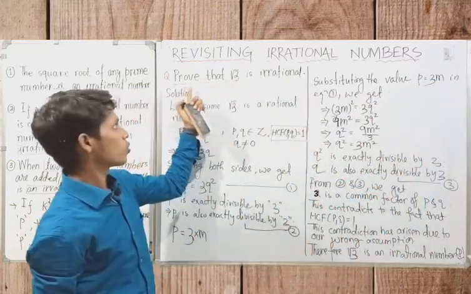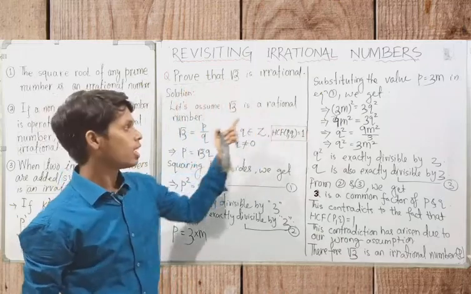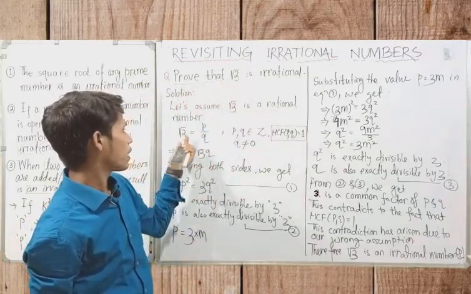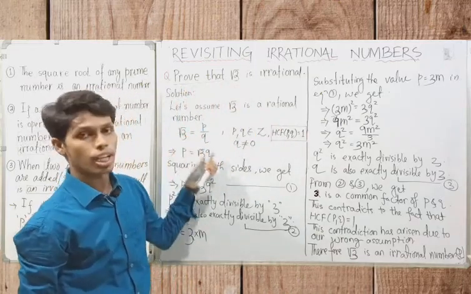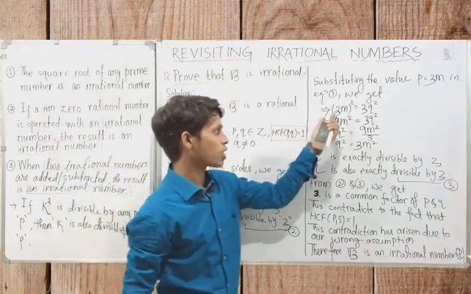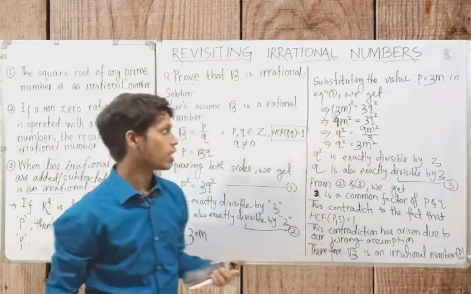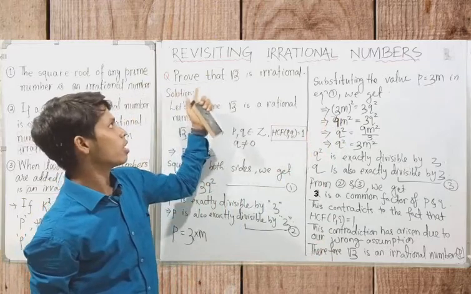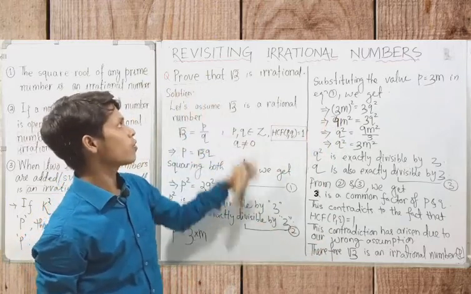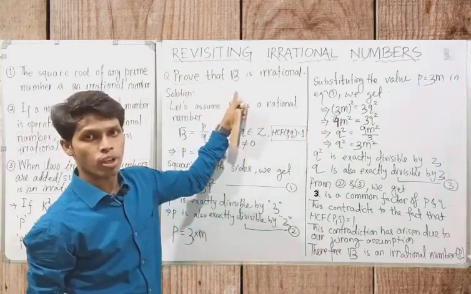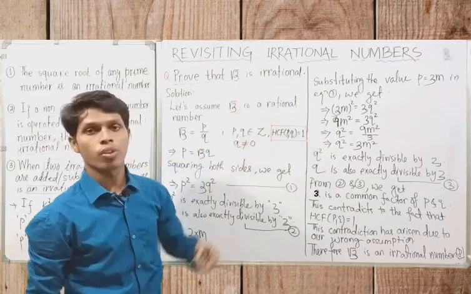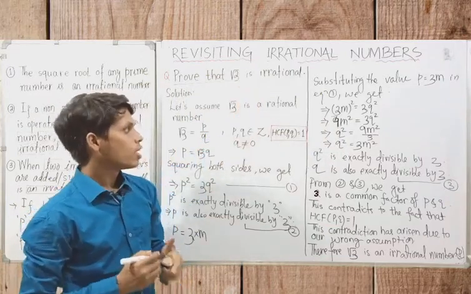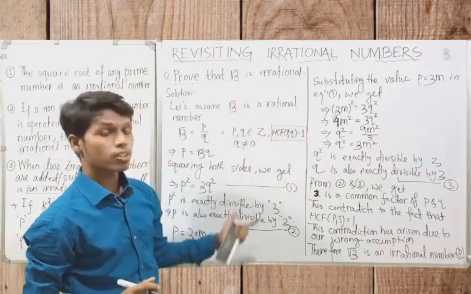Okay, if there is a new question that proves that root 3 is irrational, then just replace the value of 2 with 3 and here in place of 4 and 9, you will get the answer. So this process is valid for any square root of prime numbers to be proven irrational. Okay, so I hope you would have understood this.